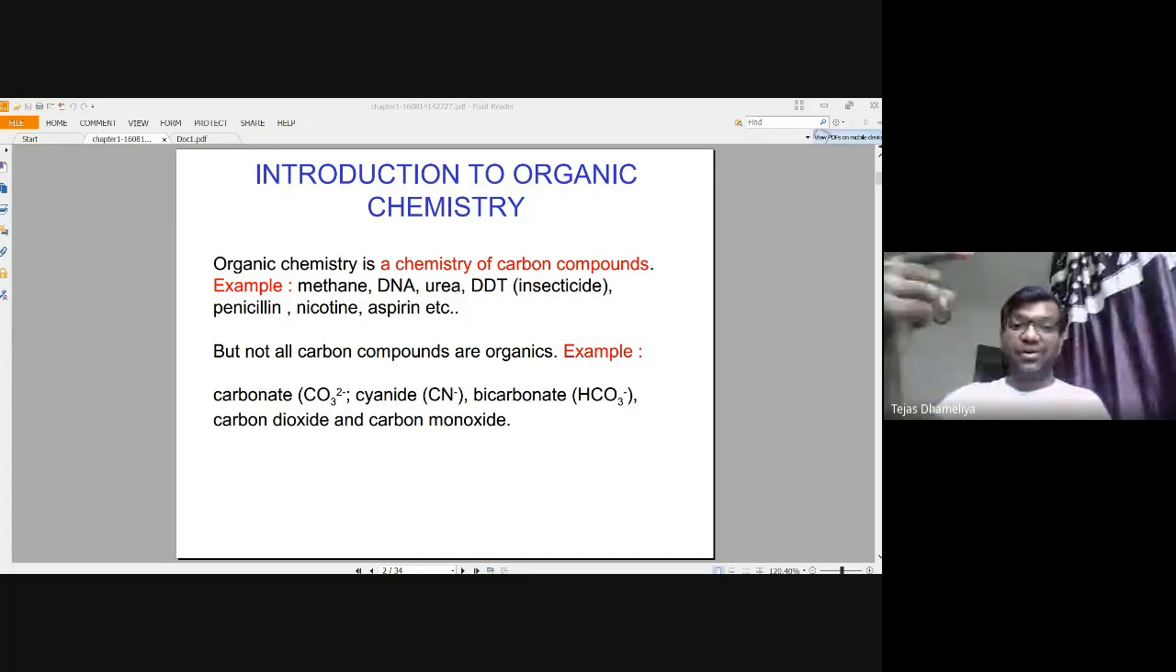NH2CO. The CO carbonyl group also has a carbon present, right? Then DDT. This is, as of now, not useful.